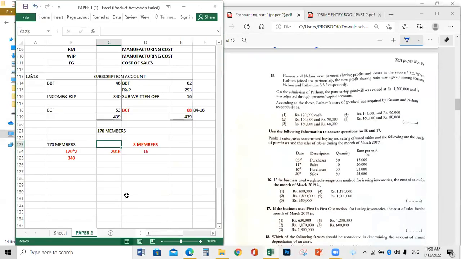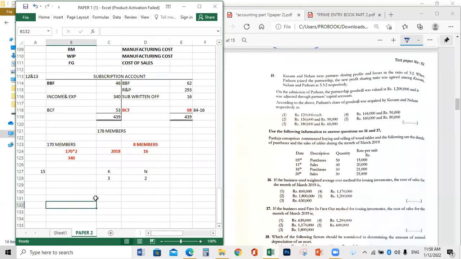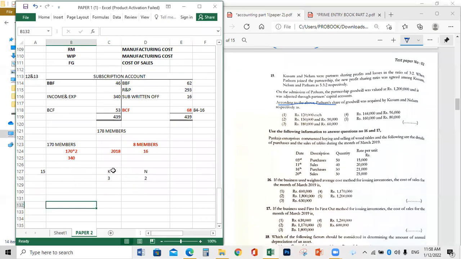Question number 15. So there are two partners, K and N, sharing profit and losses in the ratio of 3:2. I have told you all, when you read, if you see any information, just write it down. Let's first of all read the requirement. According to the above, Patum's share of goodwill was acquired by K and N. Okay, so Patum's share of goodwill, which was acquired by these two people.